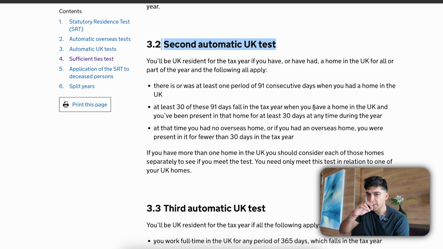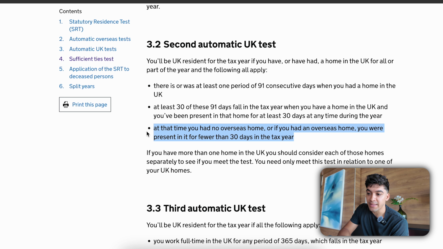But most of you probably, you'll go to Thailand, you'll go to Malaysia, you'll go to Bali, and you'll have like a rental agreement for like 2 to 3 months or something like that, even though it's not super long. That still can count as an overseas home. And if you spend more than 30 days in that home, then you don't meet this exact test. So then you don't meet the whole second automatic UK test. Because yes, you meet this point, yes, you meet this point, but see, all of the following need to apply. So this needs to apply as well.